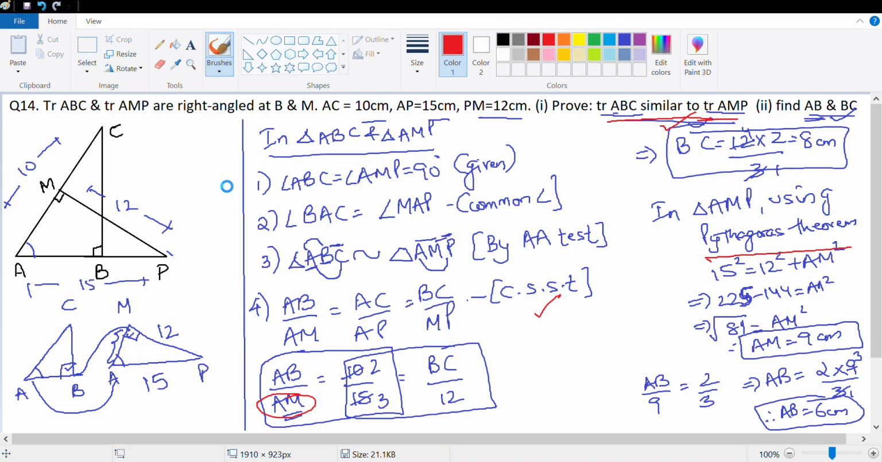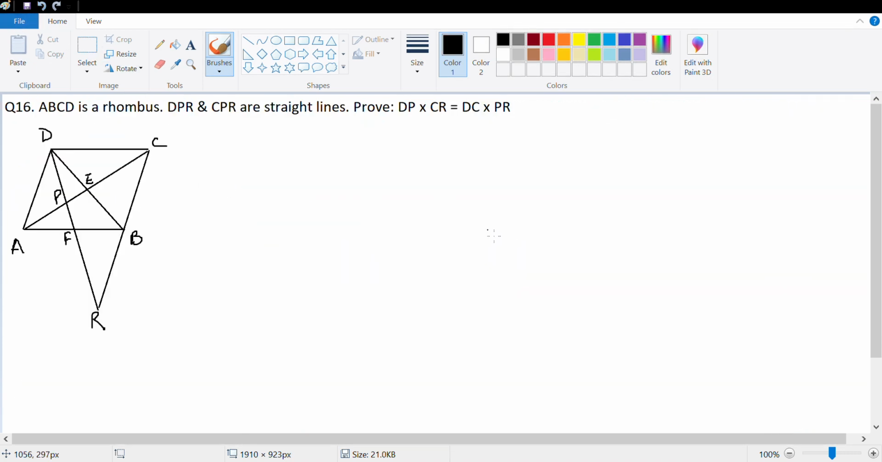The next question that we do now is question number 16. So let's look at this question. Question 16 says ABCD is a rhombus, which means AB, DC, BC and AB, all four sides are equal. So let's just write this down. Number one, AB is equal to BC is equal to CD is equal to AD. This is sides of the same rhombus. So all four sides are equal.